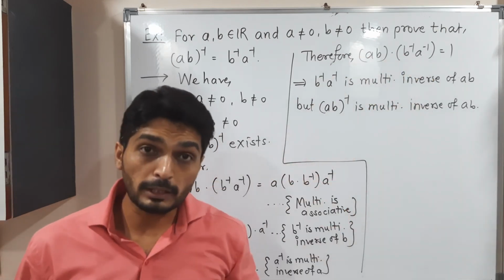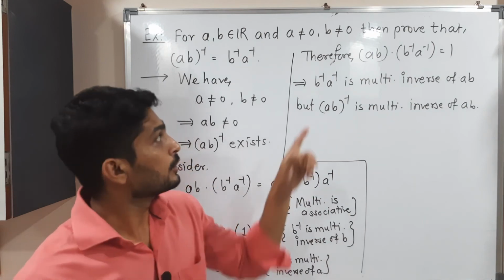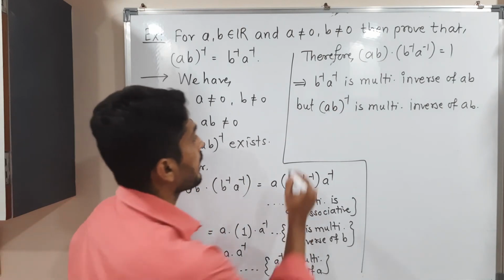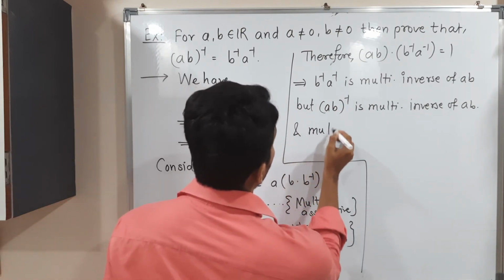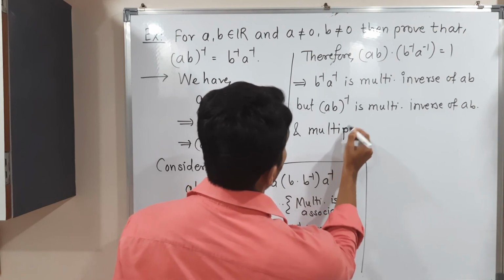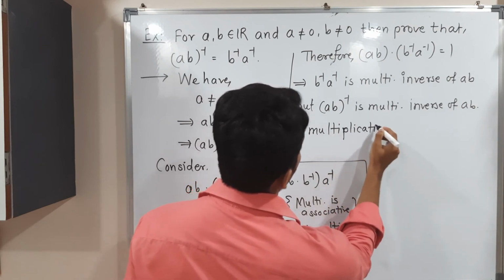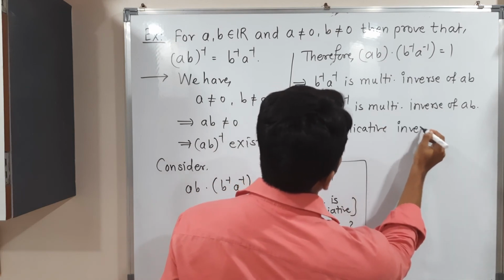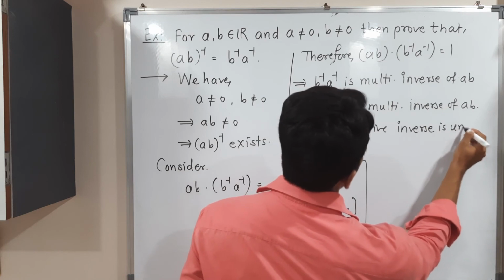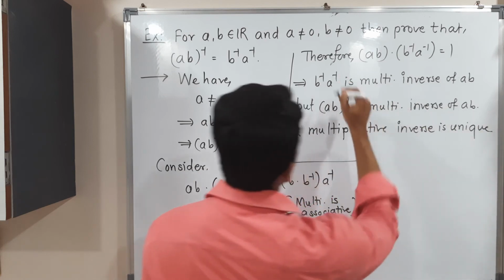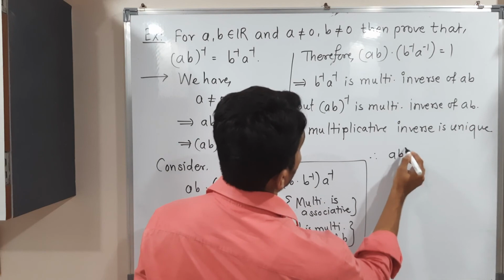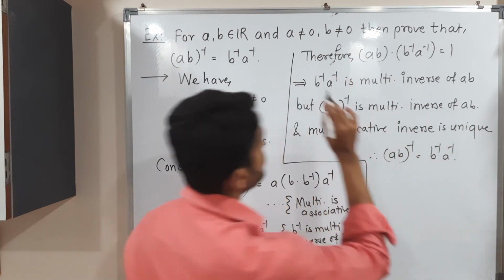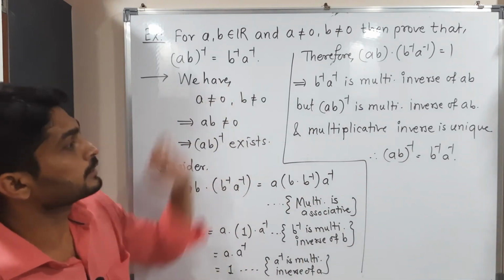But what is the actual multiplicative inverse of ab? ab bracket inverse. So this one is also an inverse, this one is also an inverse, but the multiplicative inverse is unique. So both of them are same. Therefore ab inverse and b inverse a inverse, both of them are same. So in this way we have proved.